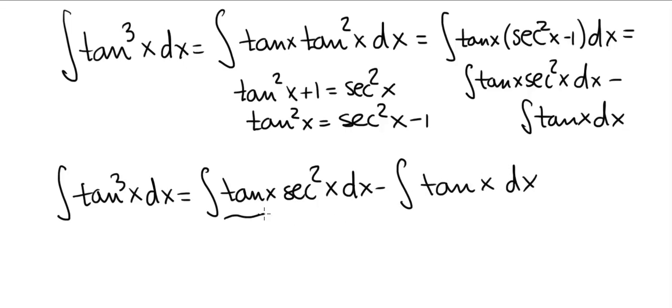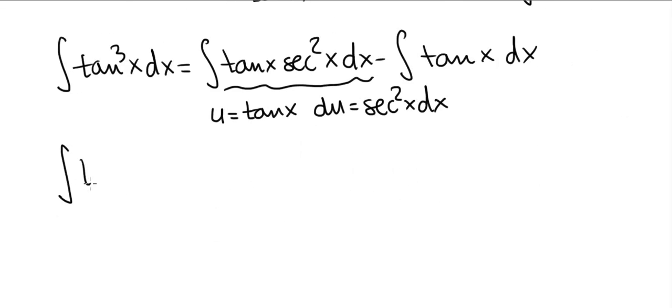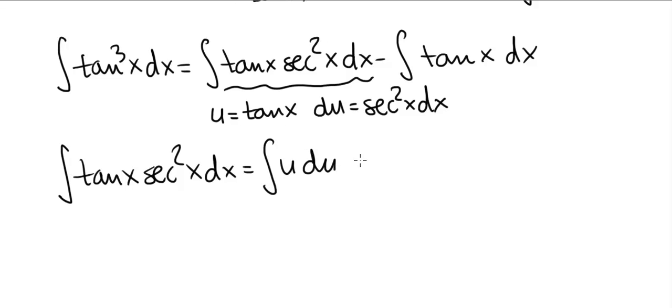Let's look at the first integral on the right. We'll use substitution here. We're going to let u equal tangent of x this time. du then is secant squared x dx. So the integral of tan x times secant squared x is just the integral of u du, which is 1/2 u squared, and that's 1/2 times tangent squared of x.